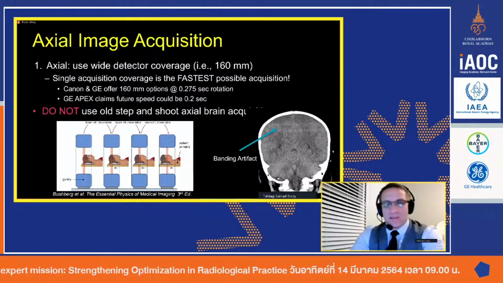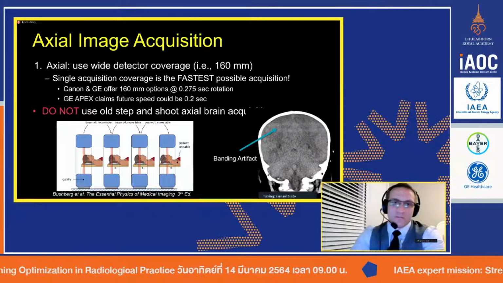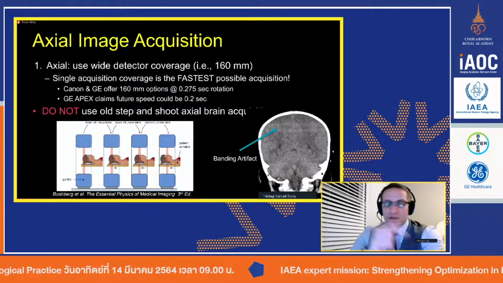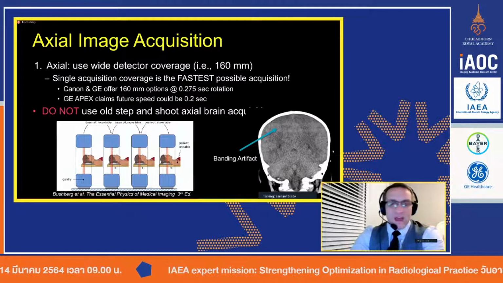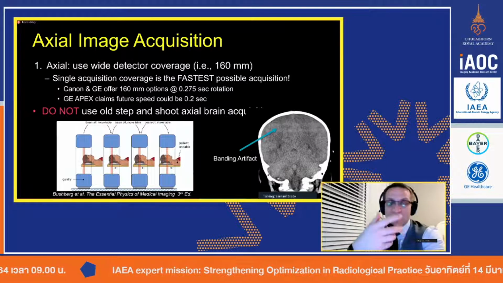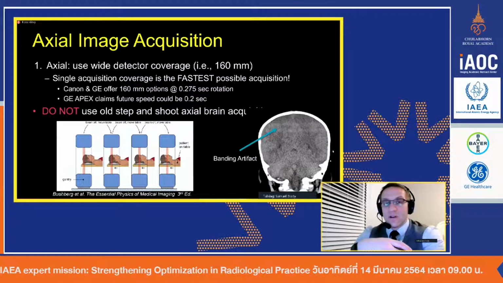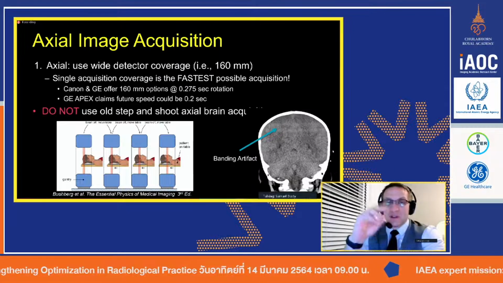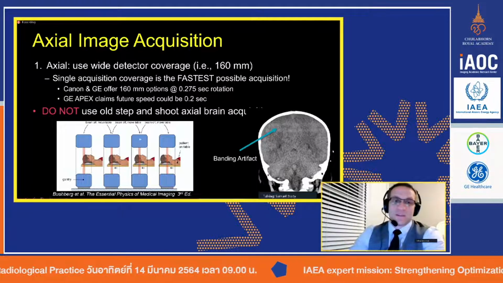So hopefully you guys don't have that artifact, because I'm actually a very strong supporter of the idea, if you have wide coverage, use it for the brain, because it is quick. It is as fast as can be, especially when you're imaging kids or maybe older adults that can't lie still for a very long time. And so you can get them in, get them positioned, and you're done. The scan is done in less than 0.3 seconds.